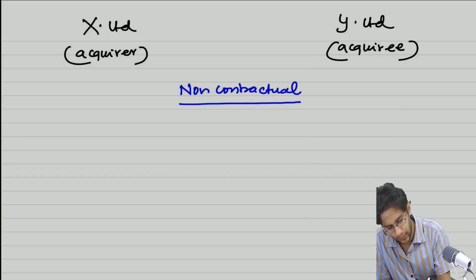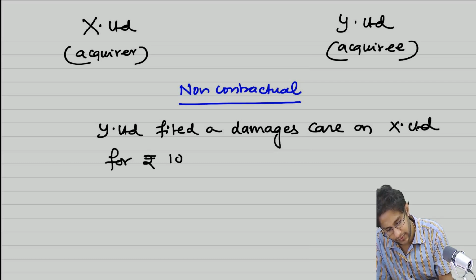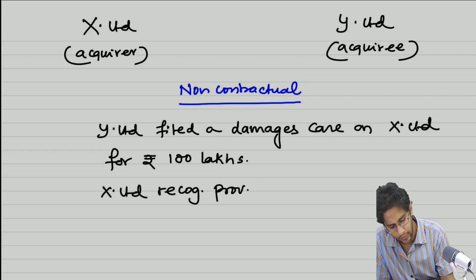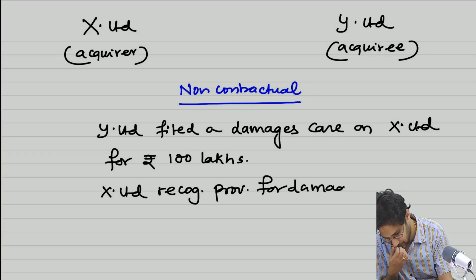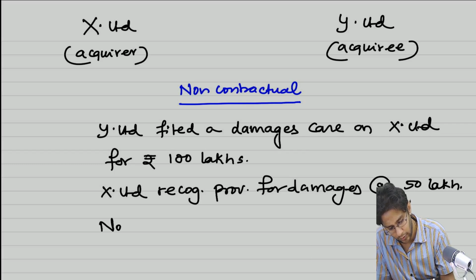Like, Y Limited filed a damages case on X Limited for rupees 100 lakhs. X Limited recognized a provision for damages at 50 lakhs. Now, X Limited absorbs Y.